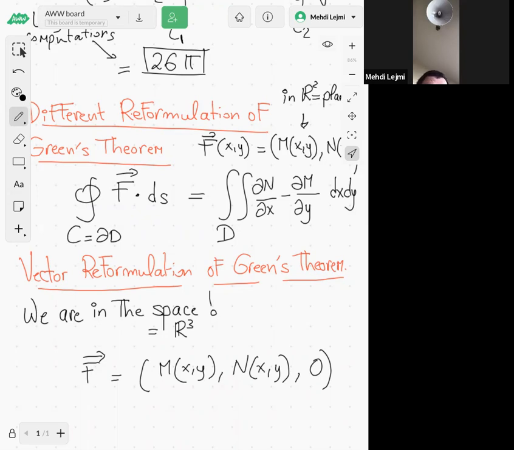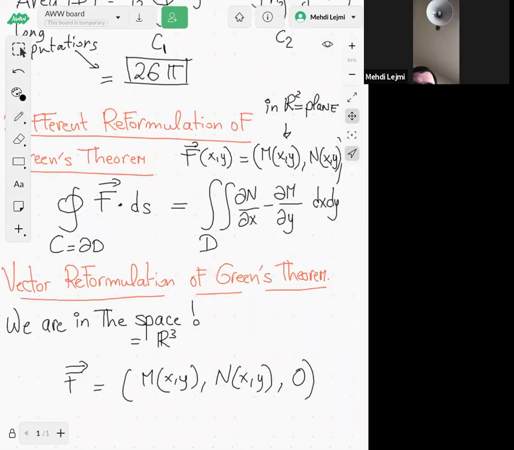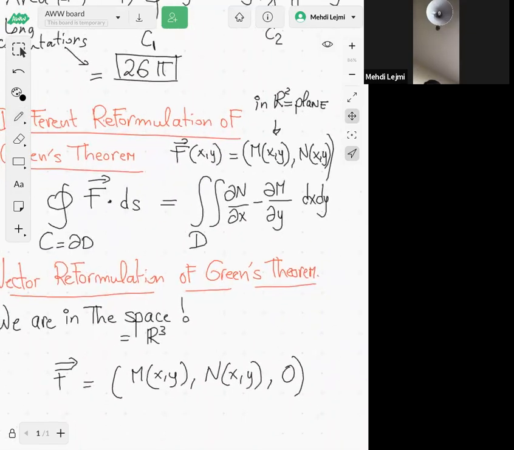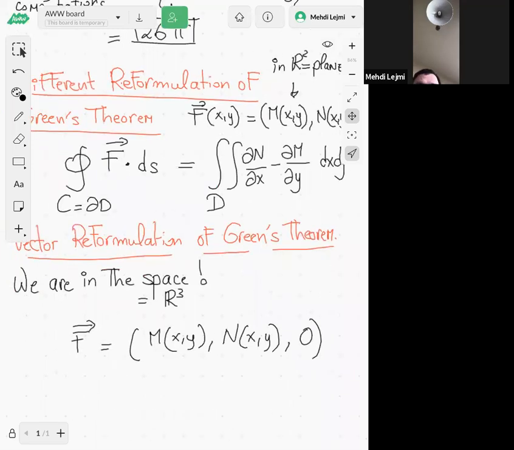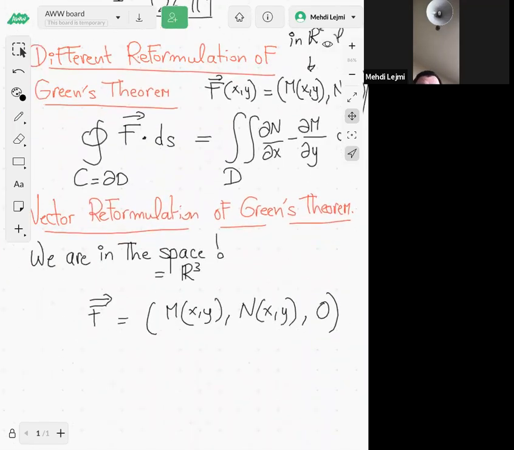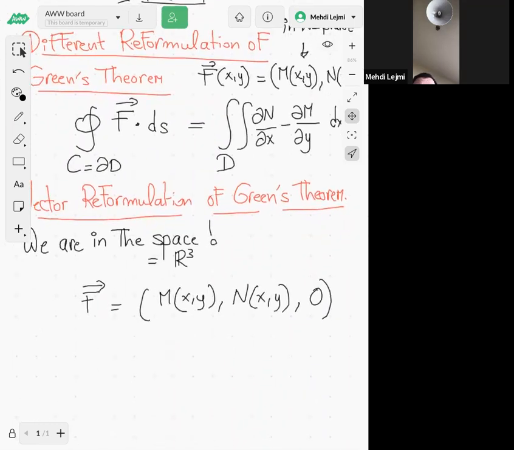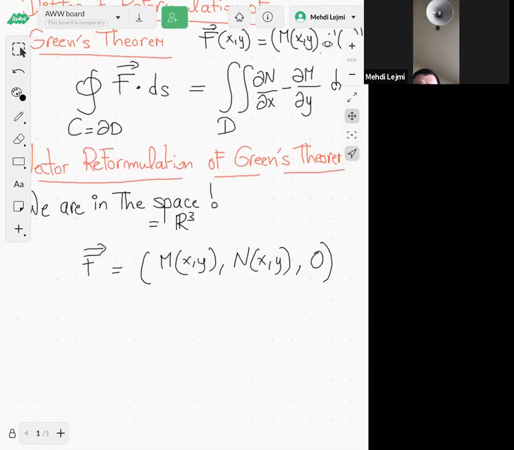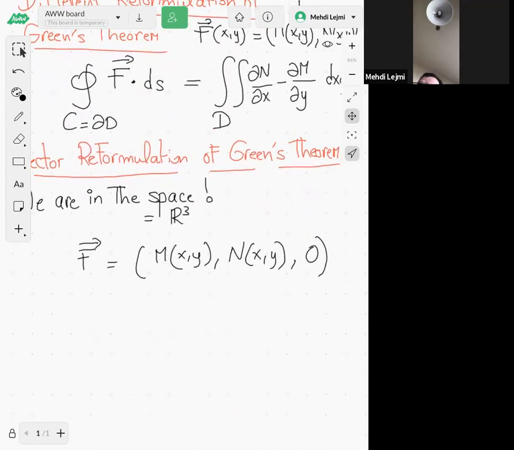Okay, so this vector field F is defined in this space. I'm just saying that the third component is just 0. Again, initially my vector field F, the Green's theorem, is in the plane. We have only two variables, two components, but now I'm going to try to reformulate this Green's theorem in space. So now we have three variables, and so three components, and so I can write my F like M, N, and 0.